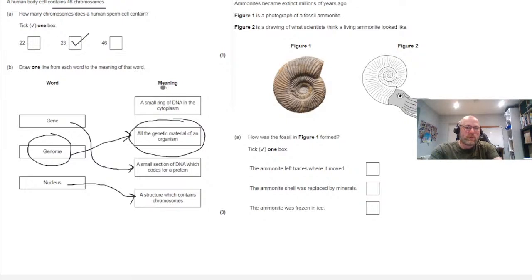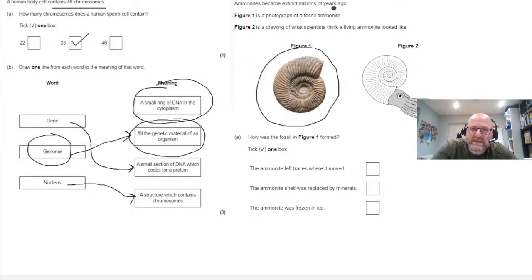Okay, this top one is a small ring of DNA. Anyone know what a small ring of DNA is? It's plasmid for that one. Right, over here we have fossils. This is called an ammonite. How did this fossil likely form? If you're doing AQA, you need to know this. So fossil in figure 1, how did that fossil form?